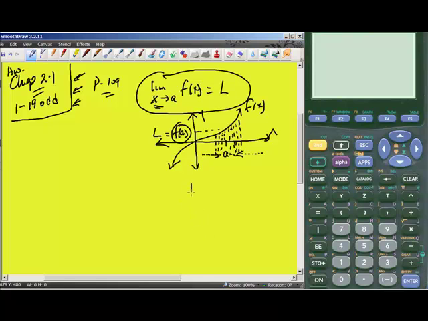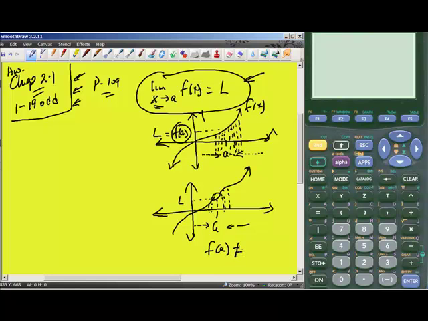Now, it doesn't necessarily mean that the function has to be continuous. It could be discontinuous. So let's take a picture of a discontinuous function. And let's say that that's my a. And of course, let's say that is my L. So, as I get closer and closer to a from the left side and the right side, look at the graph, the value of y gets closer and closer to L from both sides. So the limit still exists. This still applies even though f of a is not equal to L. Alright, so that is the first definition, page 109.